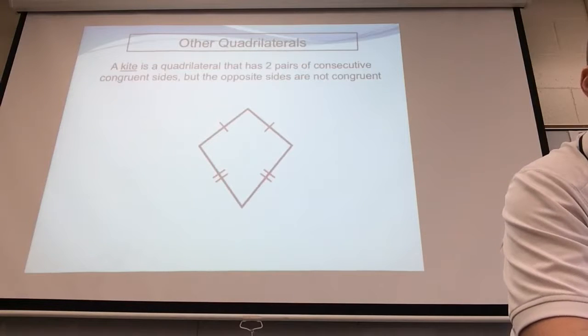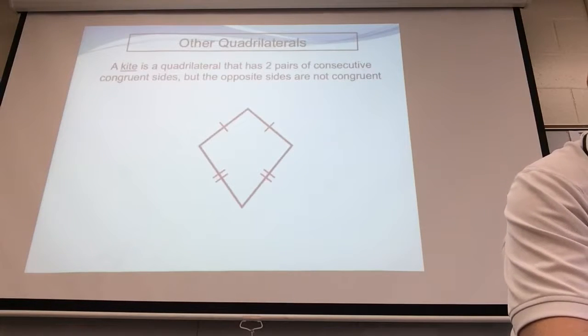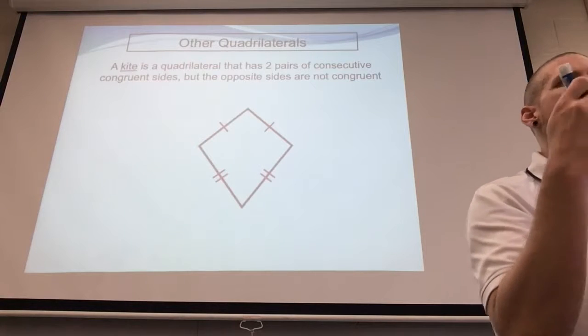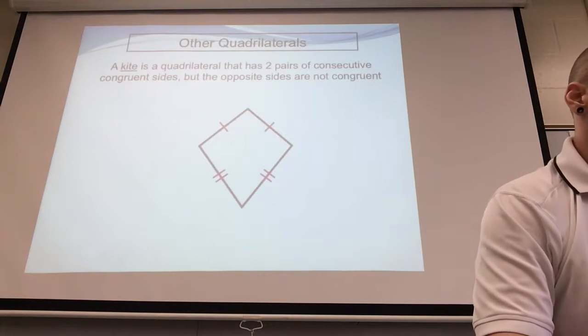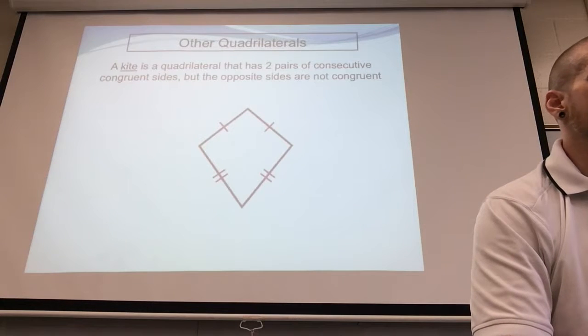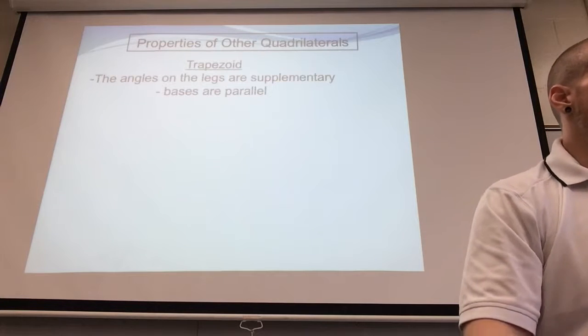Okay, so by definition, for it to be a kite, all you need to see is two pairs of sides being congruent, but they just have to be not opposite each other. Okay, because if they were opposite each other, you'd be back into a parallelogram, which is not what you'd want to work with here. The properties. Okay, so we'll start first with the trapezoid.